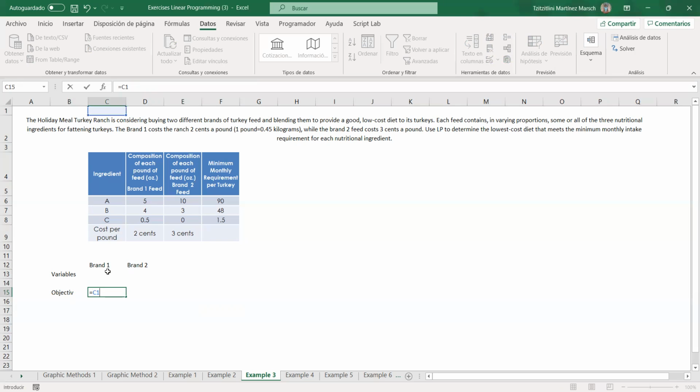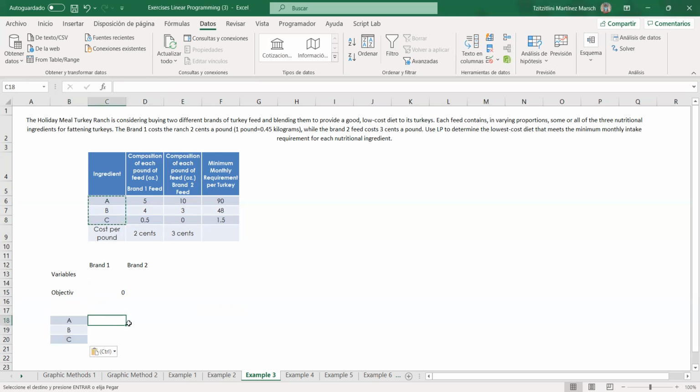Our objective is going to be however much I have of brand 1 times the 2 cents, plus however much of brand 2 times the 3 cents. And my restrictions are going to be these three. It's going to be at least. I at least need to have them, so it's going to be greater than or equal to: for ingredient A, 90, for ingredient B, 48, and for ingredient C, 150.